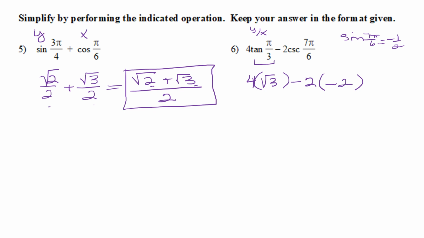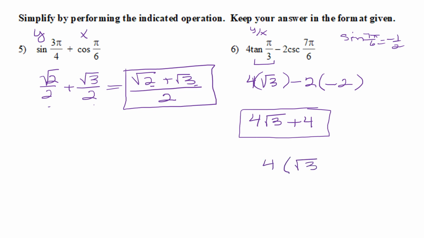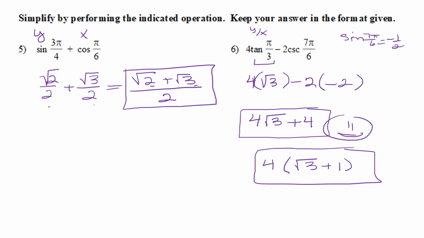And now I can multiply. 4 multiplied by square root of 3 is just 4 square root 3. And negative 2 multiplied by negative 2 is a positive 4. So I have 4 square root 3 plus 4. Now if you want to be fancy, you could factor out the 4 and have 4 multiplied by the quantity of the square root of 3 plus 1, but that's not truly necessary. I like the first answer best.